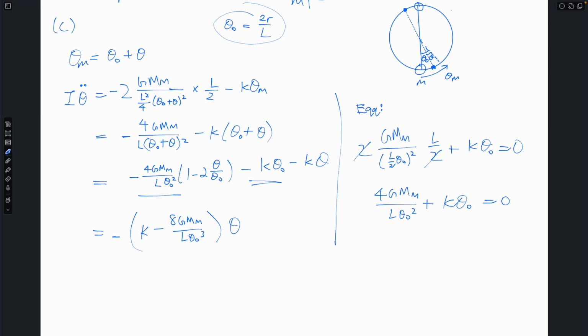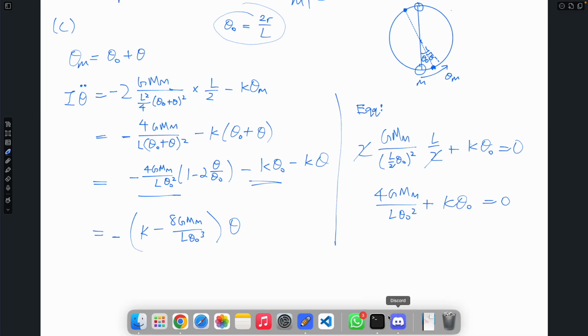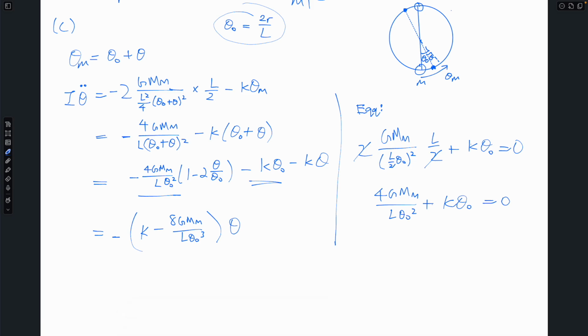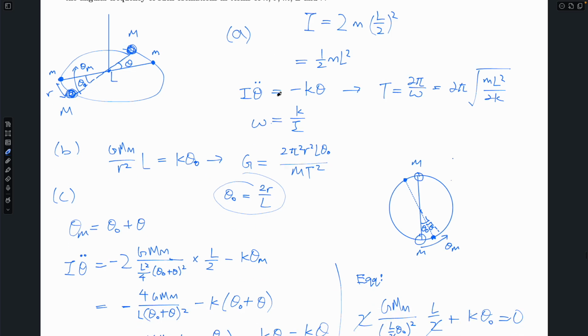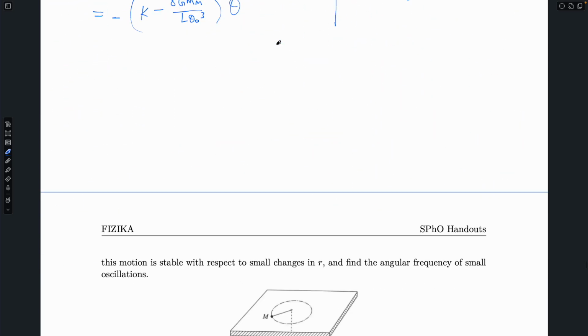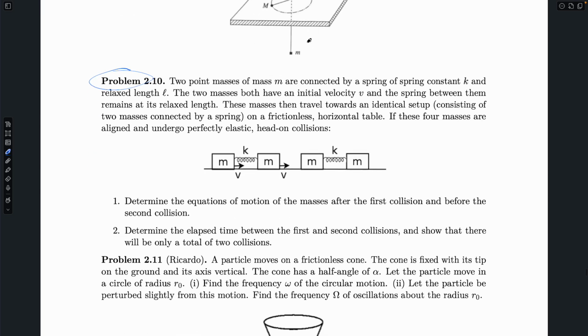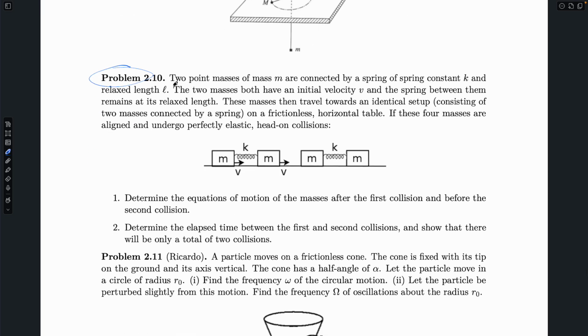Yeah, okay, I can't be bothered to continue. Does this make sense? I will send you their answer, lah. But I think if you solve it in terms of purely theta naught or purely r, it's fine, lah, because the two mean the same thing. They're just coupled by this relationship. Okay, 2.10 is the more interesting one.